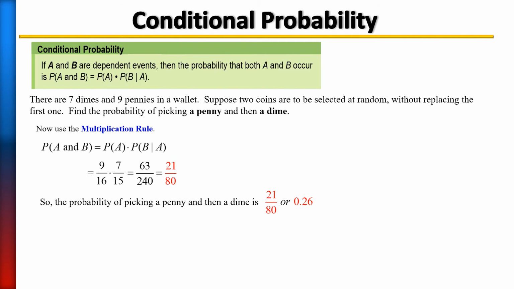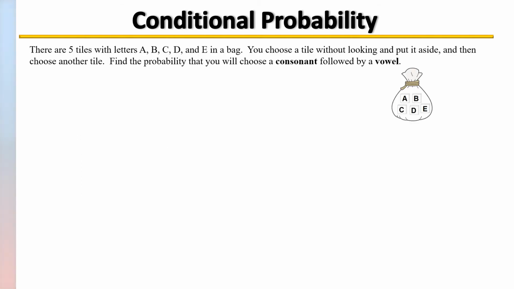There are 5 tiles with the letters A, B, C, D, and E in a bag. You choose a tile without looking and put it aside, and then choose another tile. Find the probability that you will choose a consonant followed by a vowel. So here we have two compound events. Notice here that you have first selecting a consonant and then followed by selecting a vowel.